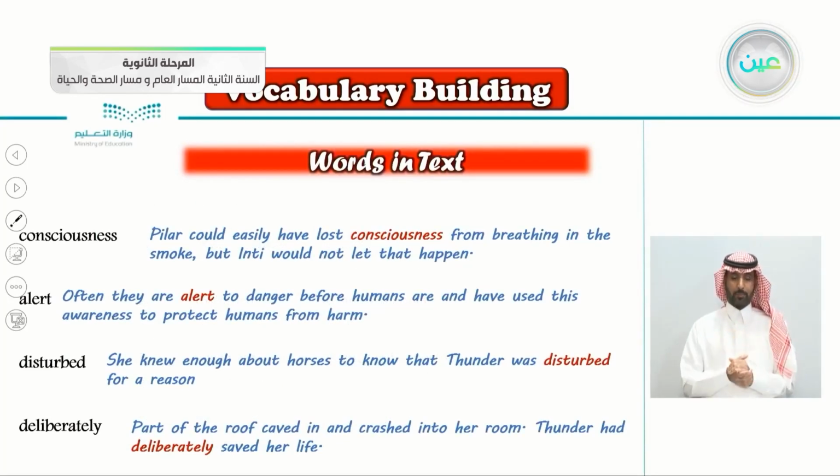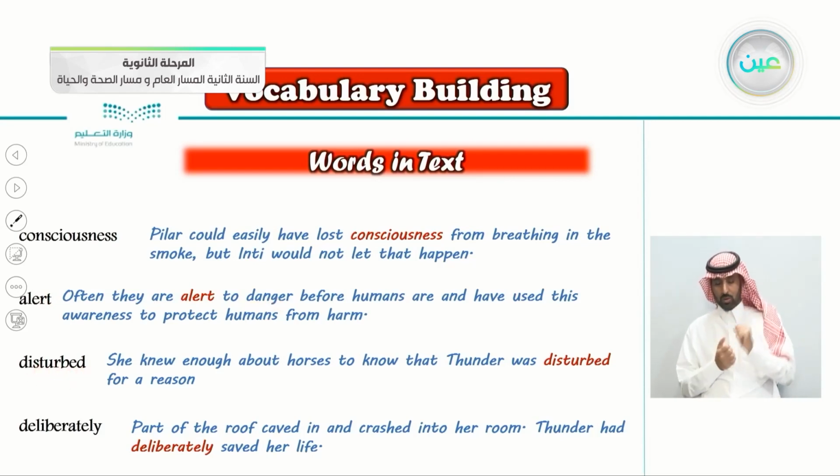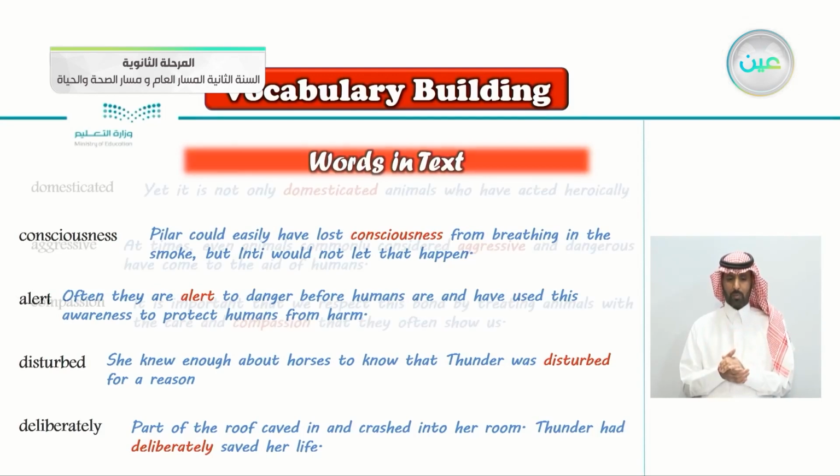Consciousness. Pillar could easily have lost consciousness from breathing in the smoke. Often they are alert to danger. The word alert here: often they are alert to danger before humans. And the word disturbed: she knew enough about horses to know that thunder was disturbed for a reason. Deliberately: part of the roof caved in and crashed into her room. Thunder had deliberately saved her life.